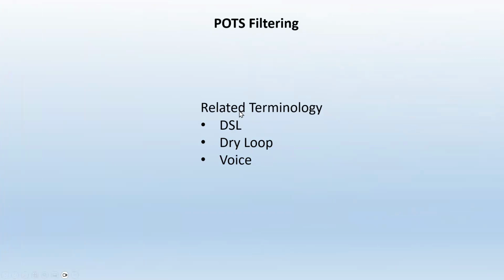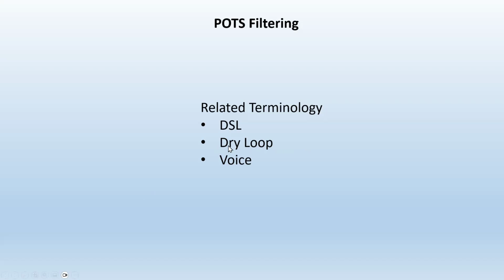Plain old telephone service filtering, related terminology: DSL, dry loop, voice. DSL stands for Digital Subscriber Line, which is the internet superimposed onto the phone line. So you get two signals over the one pair delivered to your house. One is the landline telephone, and on top of that there's a superimposed signal, the internet signal, which sounds like a really annoying buzz if you're talking on the phone. So things need to be filtered out and directed to appropriate devices.